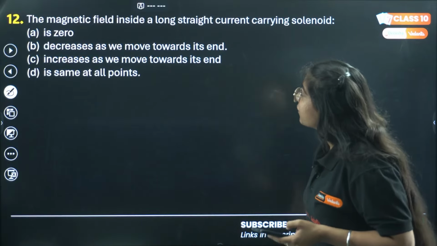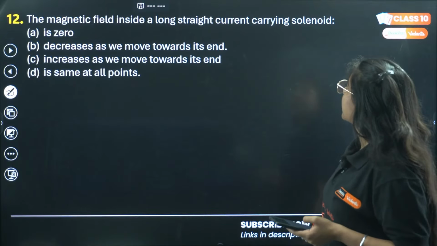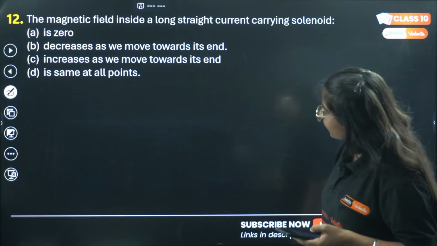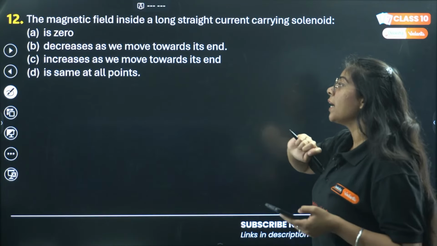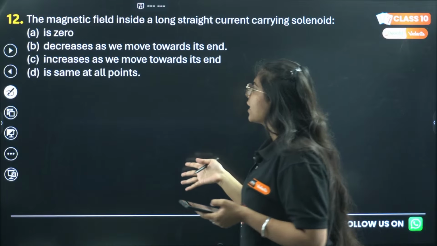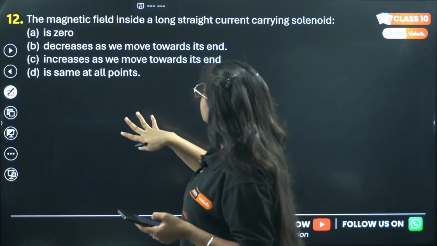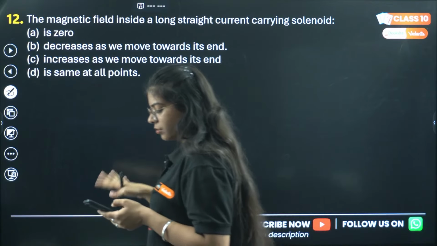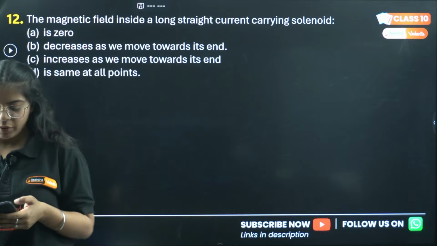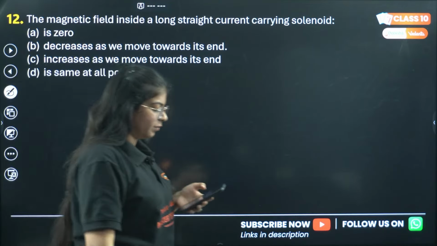The magnetic field inside a long straight current carrying solenoid is: zero, decreases as we move towards its end, increases as we move towards its end, or is the same at all points. Anyone who can answer this question for me?